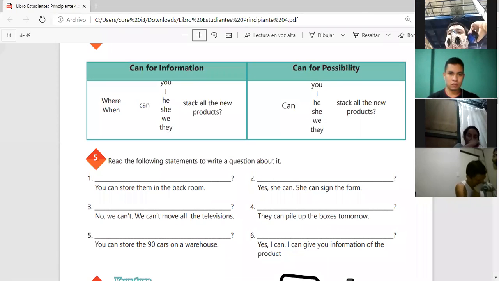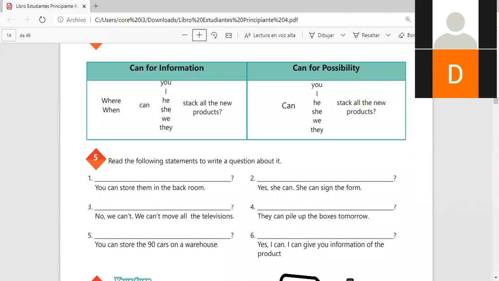Let's see. Next one. Kenya. If I say, how can I download that application? What is that? Hi, teacher. Information. Exactly. That is information. I want to know how to do it. How can I download that application? Good. Next one. Daniel Peña.